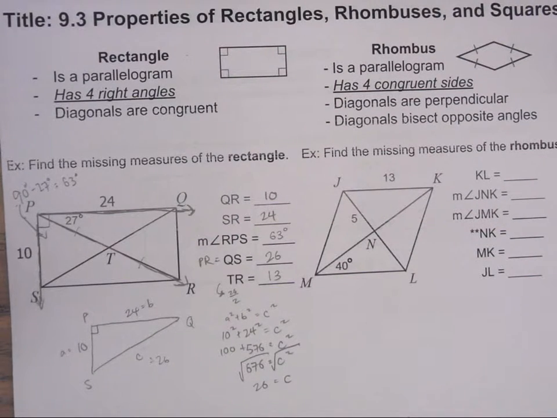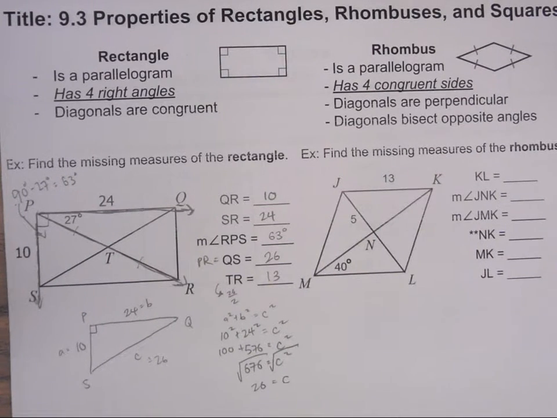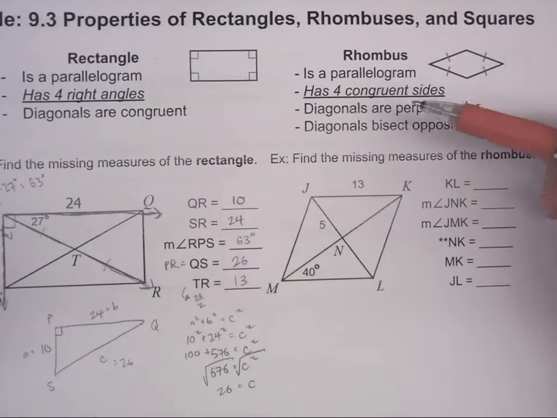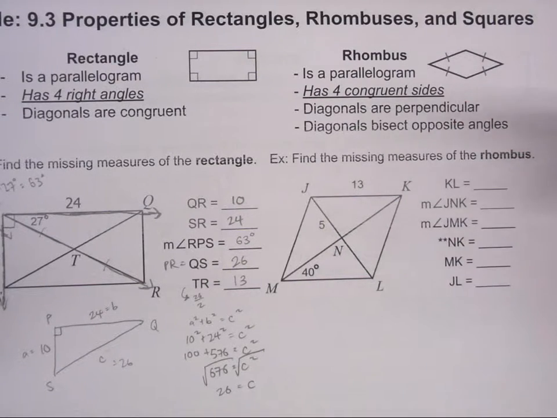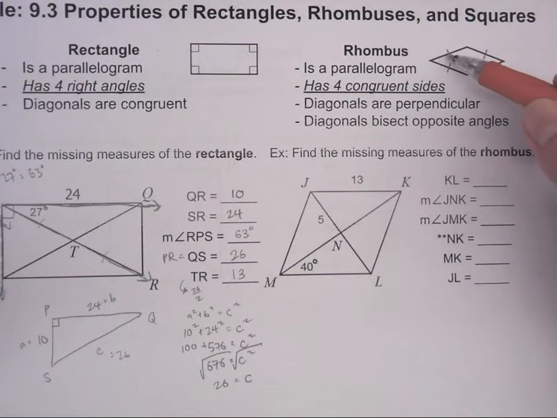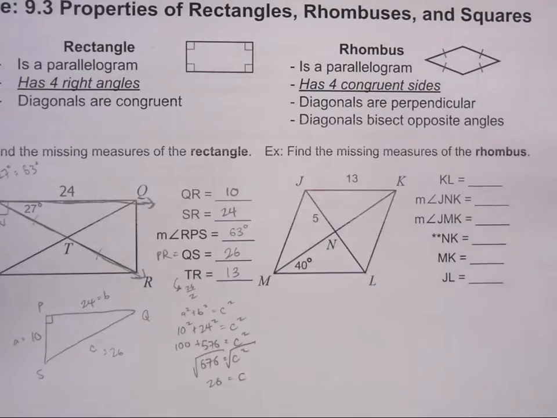Yep. So that's that one. Okay. Now rhombus. So the rhombus is also a parallelogram. It has 4 congruent sides, so those are my congruent sides.